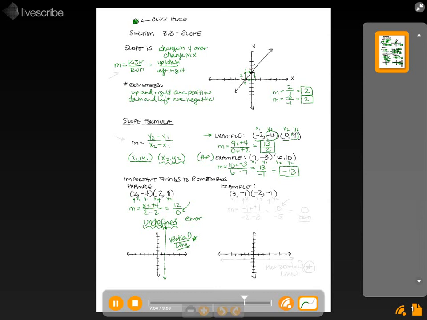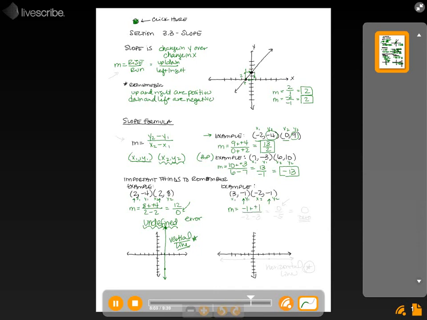Our other example here: (3, negative 1) and (negative 2, negative 1). I want you to notice something here too. Notice that the negative 1's are the same in both. It's different from the first example, because in the first example the x's were the same. Over here, the y's are the same. Let's go ahead and find the slope. M equals y2 is negative 1, minus, y1 is negative 1.